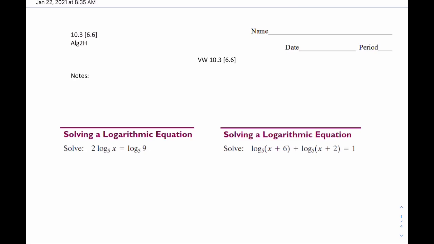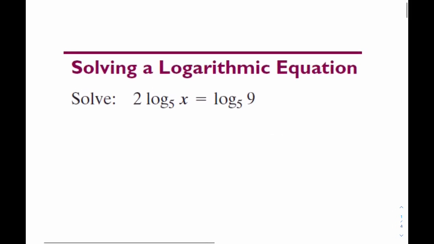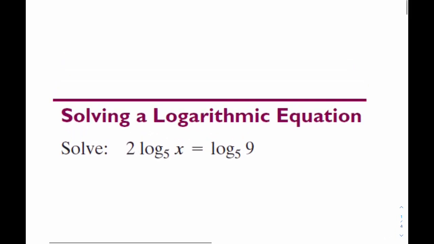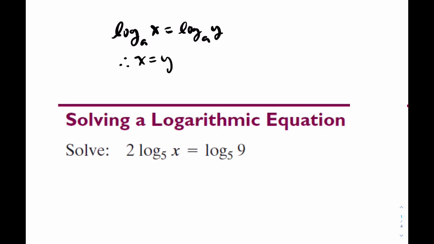Today we'll be doing more solving of log equations. So our first equation right here says 2 log base 5 of x equals log base 5 of 9. So the property we're going to use first is going to be kind of a common sense property. If log base a of x is equal to log base a of y, our conclusion is that x must equal y.